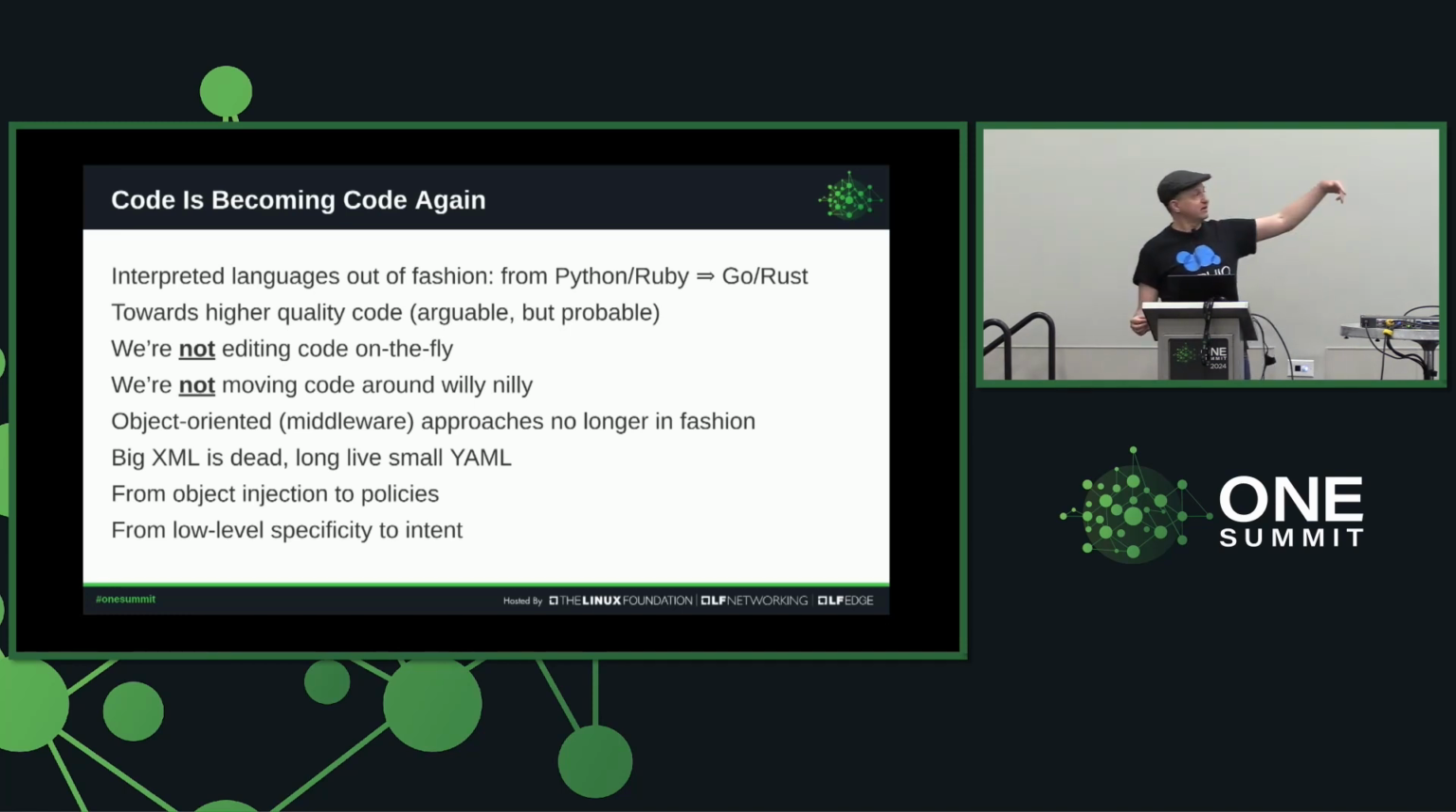And other things are disappearing from that cool trend. Object orientation, nobody really talks about it anymore. There's been a lot of criticism of it. These languages, Go and Rust, are not object-oriented languages, and we're happy about that.